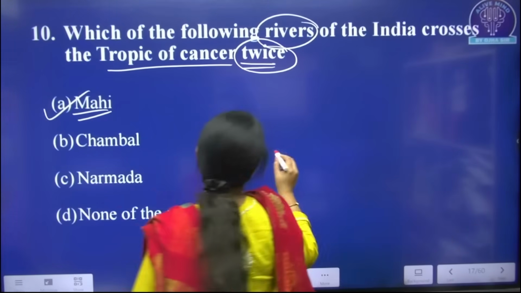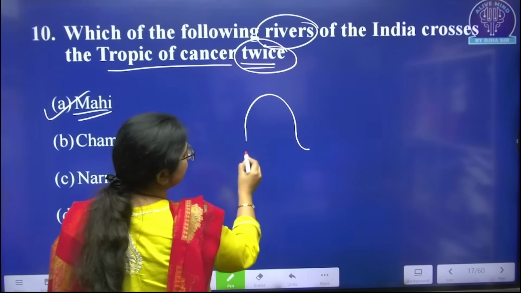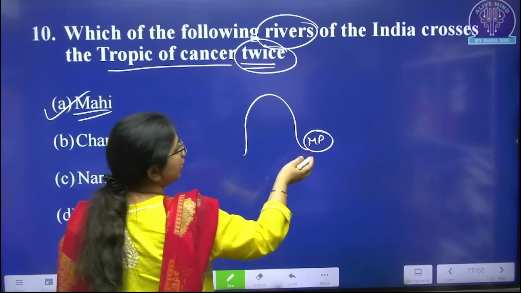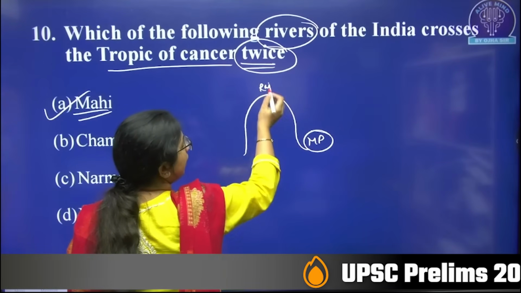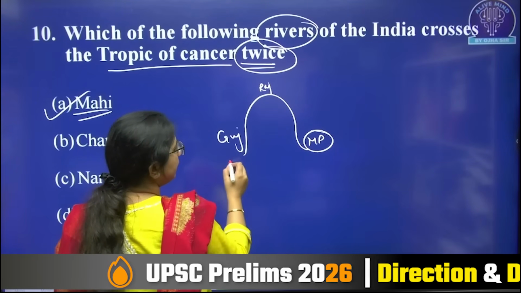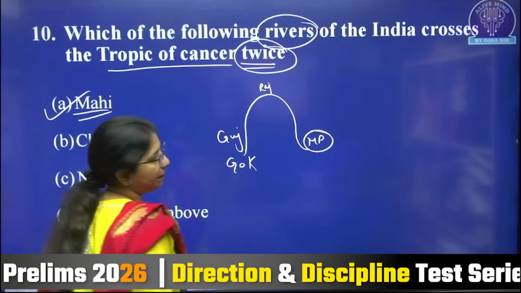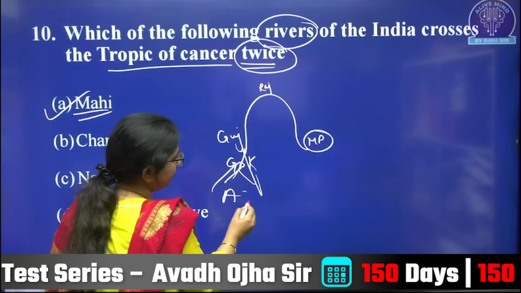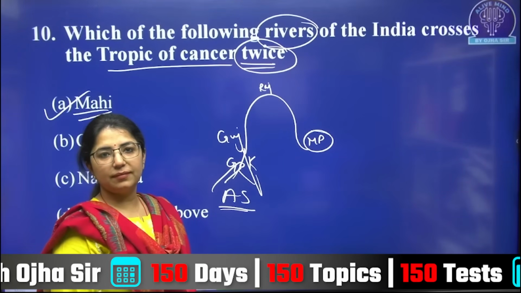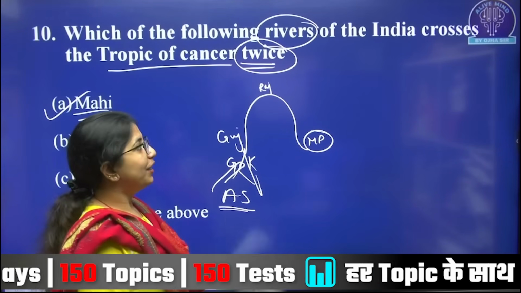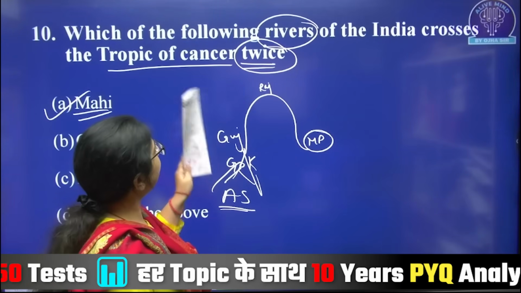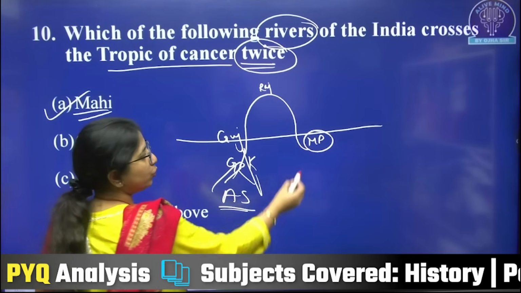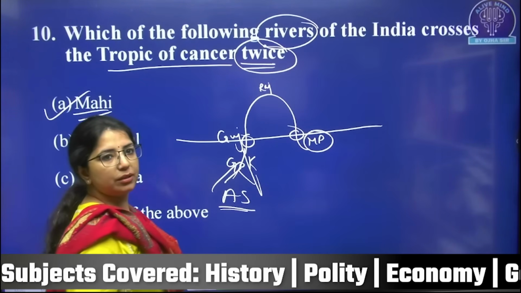The path which Mahi follows is somewhat like this. It originates in MP, then goes to Rajasthan, then goes to Gujarat and then goes to the Gulf of Khambhat. It drains into the Arabian Sea. One thing you have got to know about this is that the Mahi river crosses the Tropic of Cancer twice, and the Tropic of Cancer passes through it like this. So once here and the second time here, it crosses it twice.